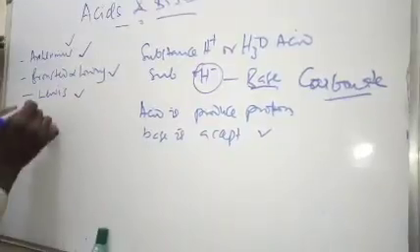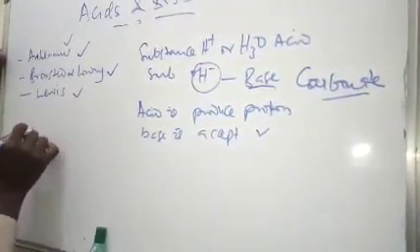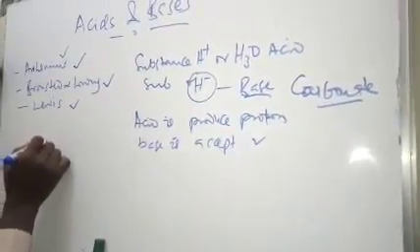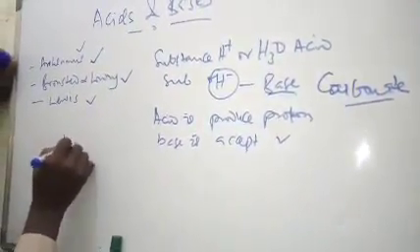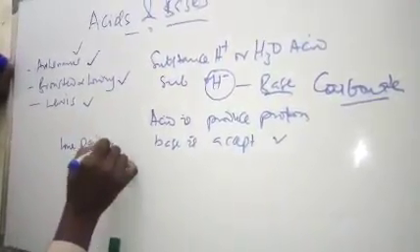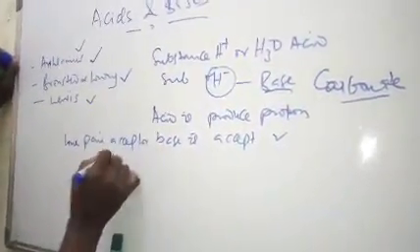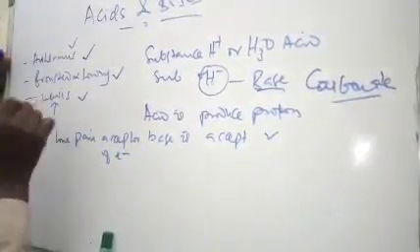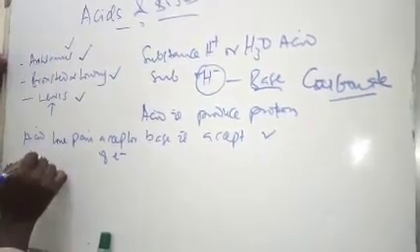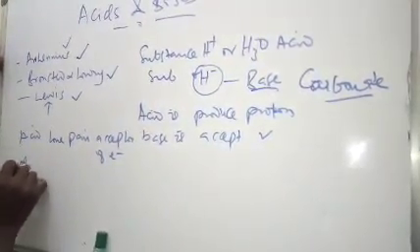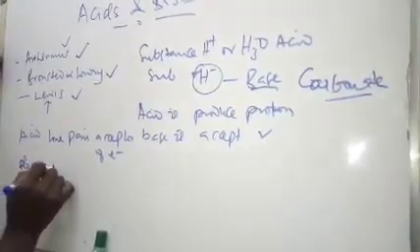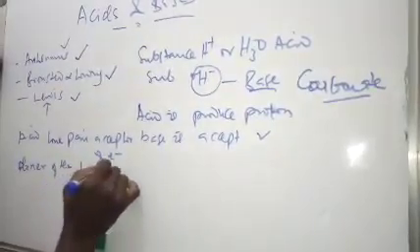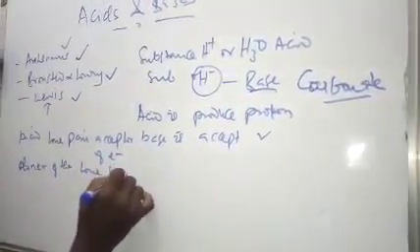And Professor Lewis on his own described an acid as a lone pair acceptor of electrons. A lone pair acceptor of electrons, that is an acid, according to Professor Lewis, and a donor of the lone pair is referred to as a base.